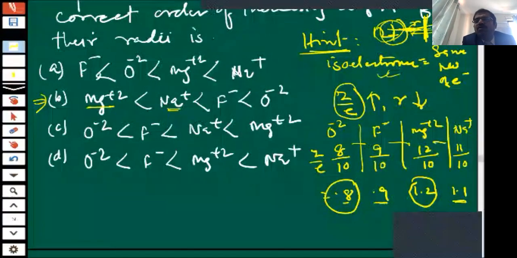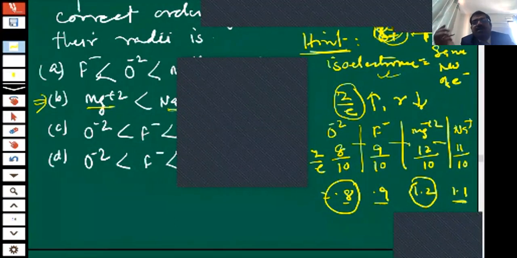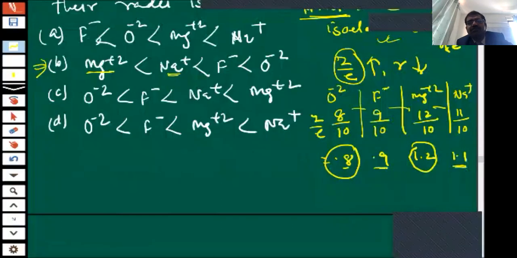And in oxygen, only 8 protons are there, so they can't pull the 10 electrons nearer. That's why the atomic radius of O minus 2 will be bigger. I think you have understood this. How to calculate the number of electrons in non-isoelectronic species? Come to the doubt clearance classes, children. It is based on atomic number, so you can calculate electrons easily.